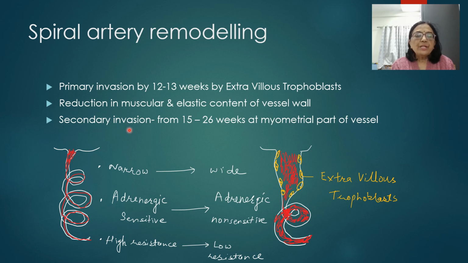Another wave of invasion takes place, which usually starts after 15 weeks and gets completed by 24 to 26 weeks of pregnancy, where the myometrial component of the spiral artery, the same vessel, undergoes changes similar to those we have seen in primary invasion, and these two together are called spiral artery remodeling.